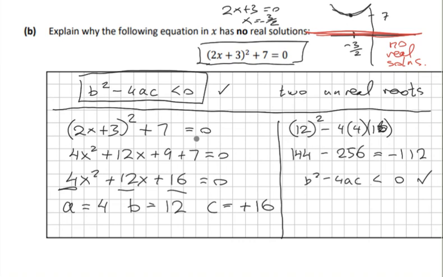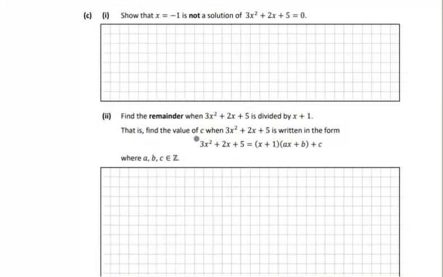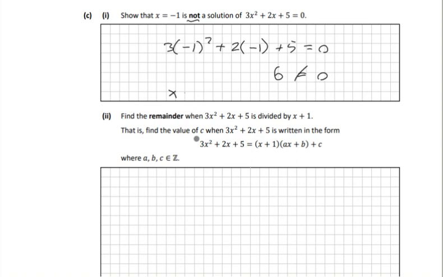Let's go on to the next part. Show that x is equal to minus 1 is not a solution. Let's substitute it in. 3 by minus 1 all squared plus 2 by minus 1 plus 5 is equal to 0. On the left hand side we'll get a result of 6. So 6 is not equal to 0. Therefore x is equal to minus 1 is not a solution.